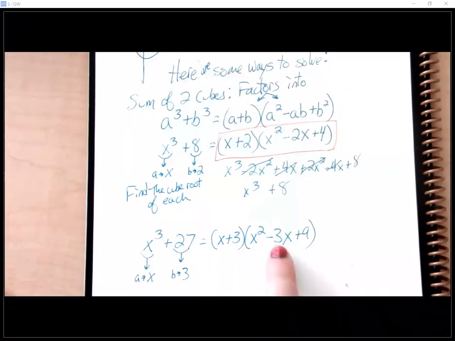Now this, I would just have to do the work, but I'm going to get 2 more answers from that. So this, I could try to factor it again, but I'm going to tell you right now, it's not going to factor. So then I would have to either do quad formula or complete the square to get my 2 next additional answers. Get what I'm saying?